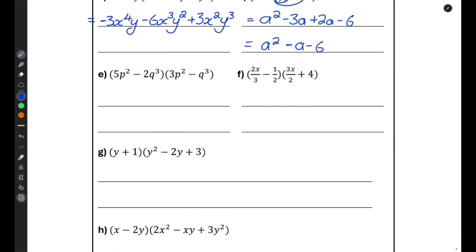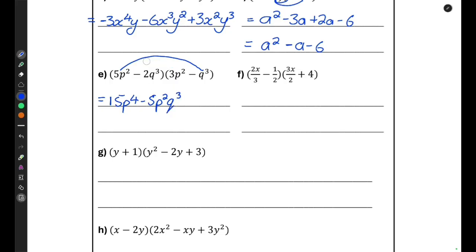Now, it's still foiling, equation E, but it now just looks bigger and there's going to be more exponents. Don't let it set you off. Just follow the steps. So the 5p squared, I'm going to multiply it with both of those. That gives me 15p⁴ minus 5p²q³.